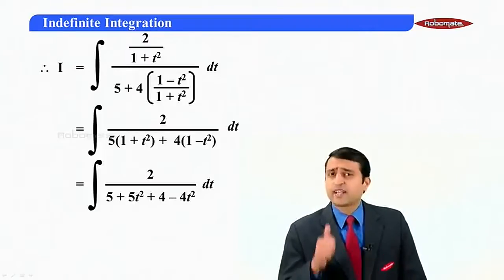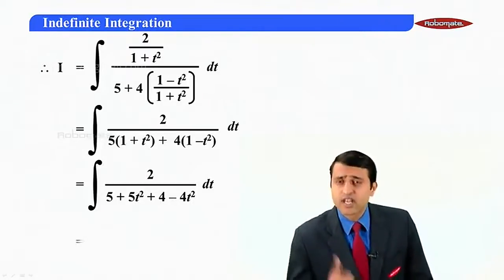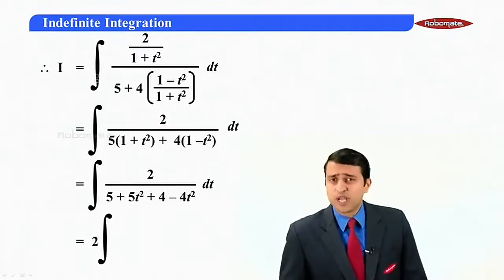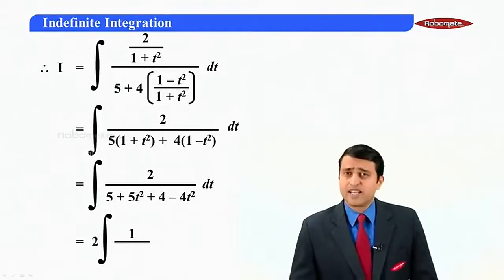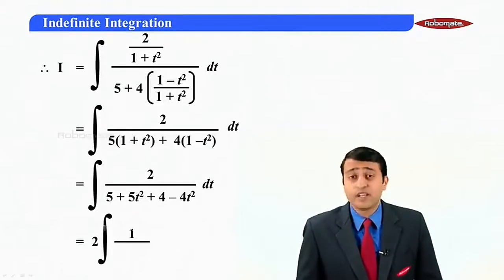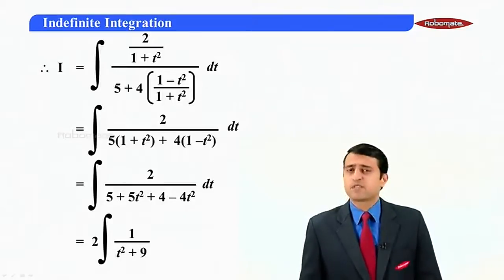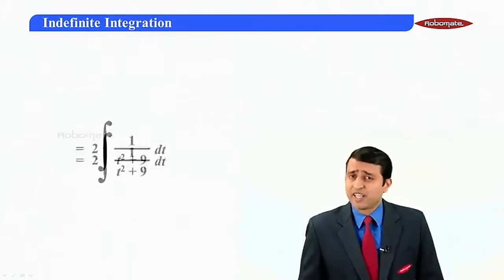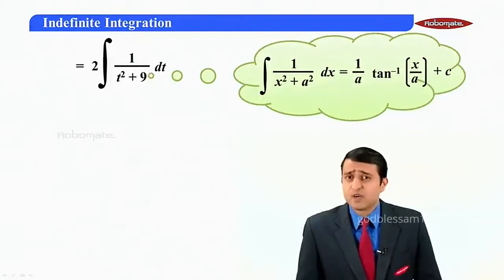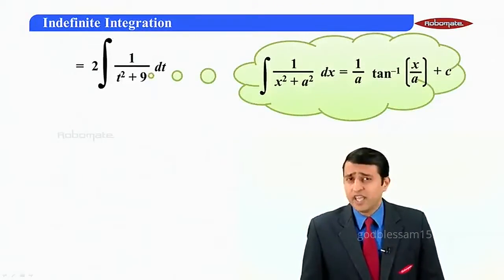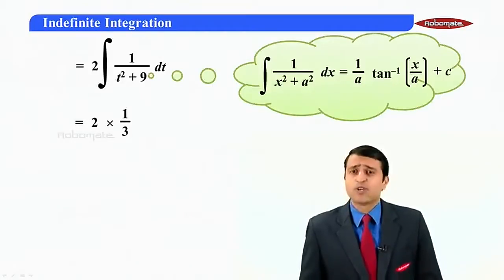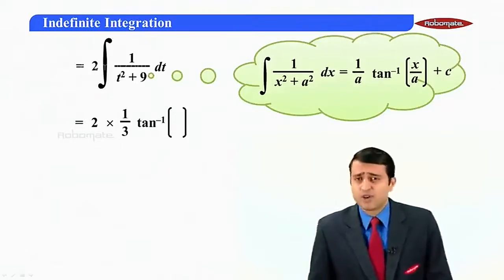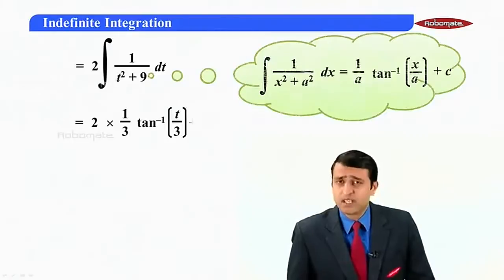Now before I write that, 2 in the numerator is a constant. Let me take that outside. So 2 times integral 1 upon, can I say 5t square minus 4t square as t square and 5 plus 4 as 9 dt. So can we write this? So in the next step, can I write this as 1 upon a tan inverse of x by a. So 2 into 1 by 3 tan inverse of t by 3 plus c.